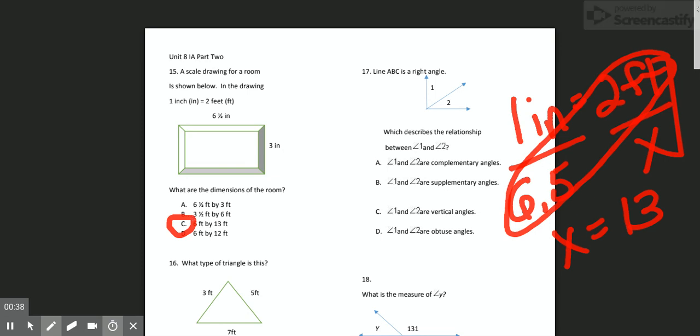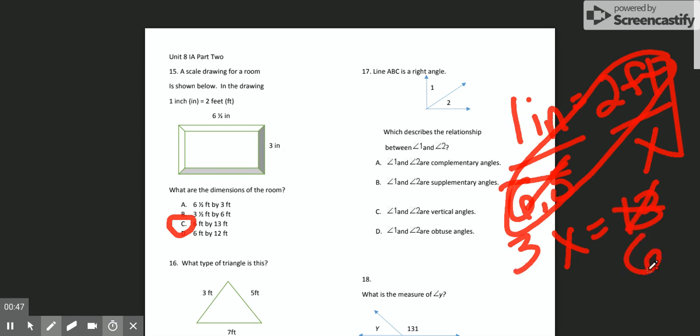But you can go ahead and put in the other dimension. You can cross out that and put 3 and solve the other one. And 3 times 2 would be 6. And it checks for C also.